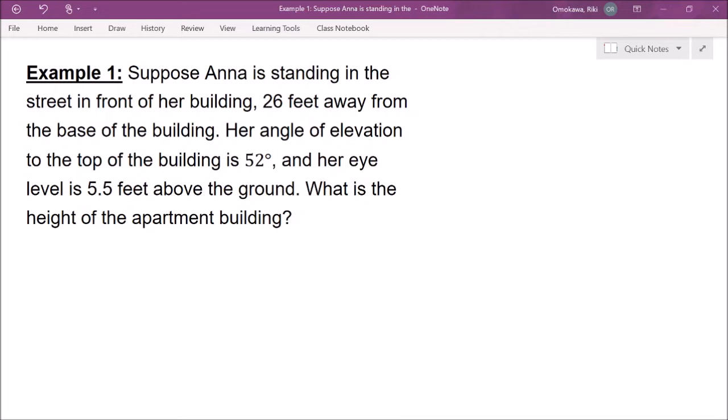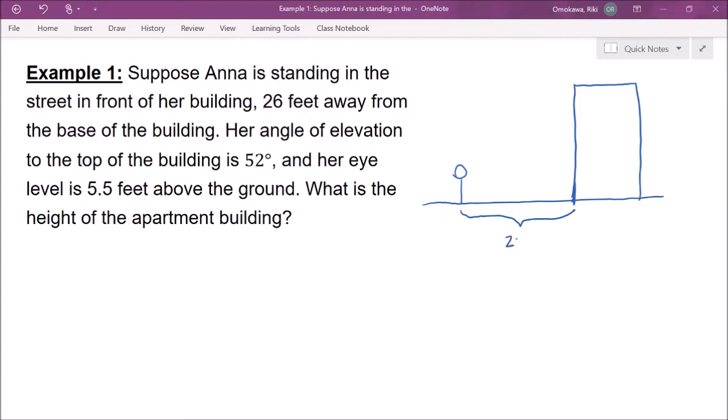It's really going to benefit us to sketch the situation, okay? And like I said before, we're going to make this a side view. So here's Anna. Actually, this situation is very similar to one of the situations we discussed earlier. So Anna's standing on the ground. She's looking up at the building. And then it says she's standing in the street in front of her building, 26 feet away from the base of the building, as in from the bottom of the building. So that's this distance right here, 26 feet, right? And then her angle of elevation to the top of the building is 52 degrees.